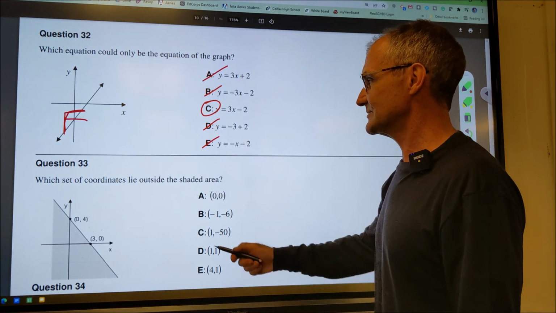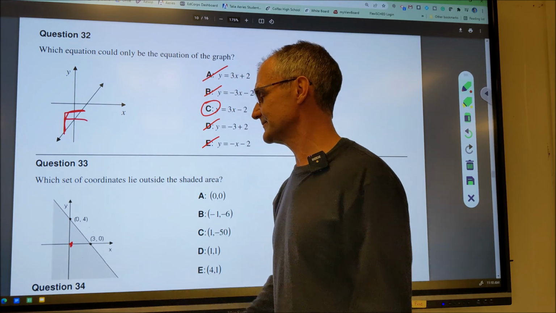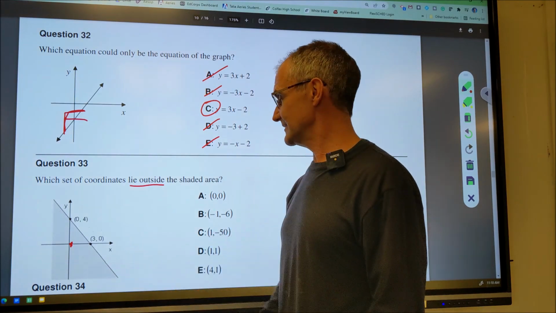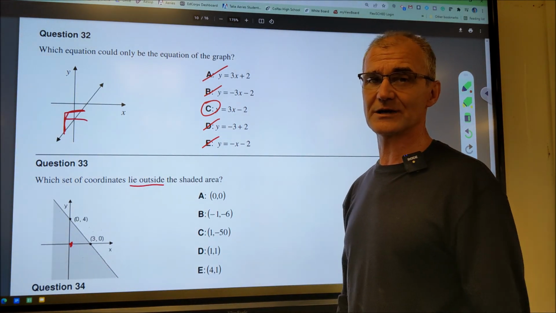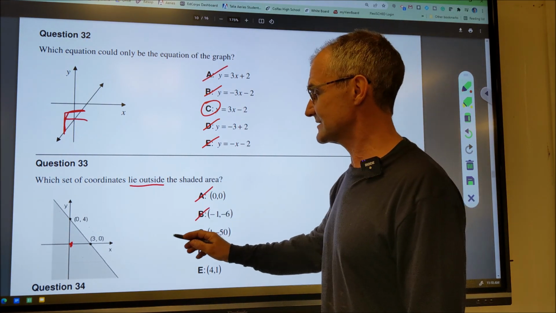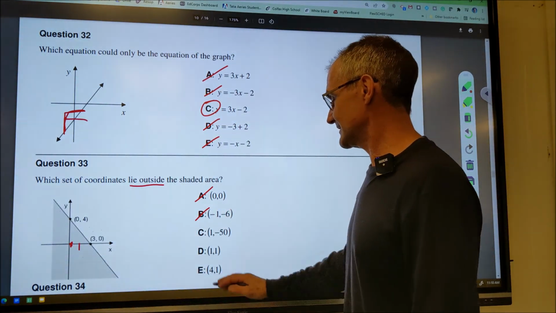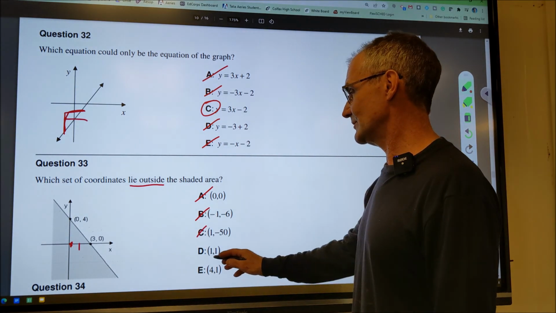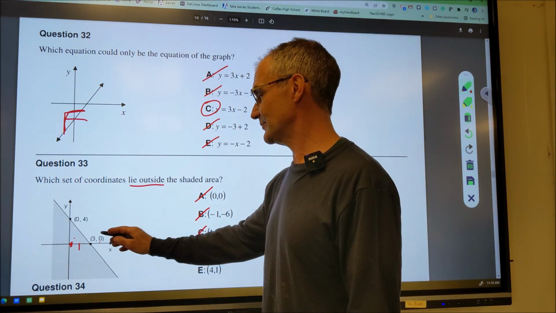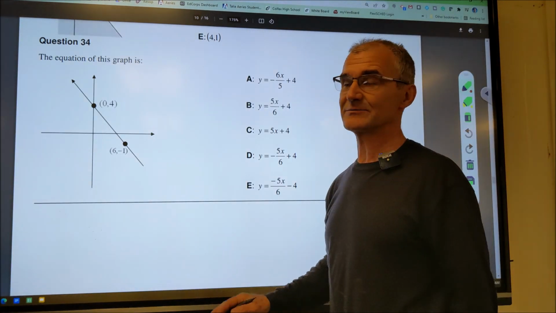On to number three, which set of coordinates lie outside the shaded area? Well, the first one, 0, 0, is right here, outside the shaded area. I certainly want to highlight that so I don't find one in the shaded area. And I think the best strategy on this one as well is the process of elimination, clearly not it. Negative 1, negative 6, that's a third quadrant value, that can't be it. 1, negative 50, that's obviously not going to be it, puts us down in the fourth quadrant. 1, 1 is pretty close in that shaded area. And then finally 4, 1 is past that point and up 1. And there it is right there. So that's the answer.